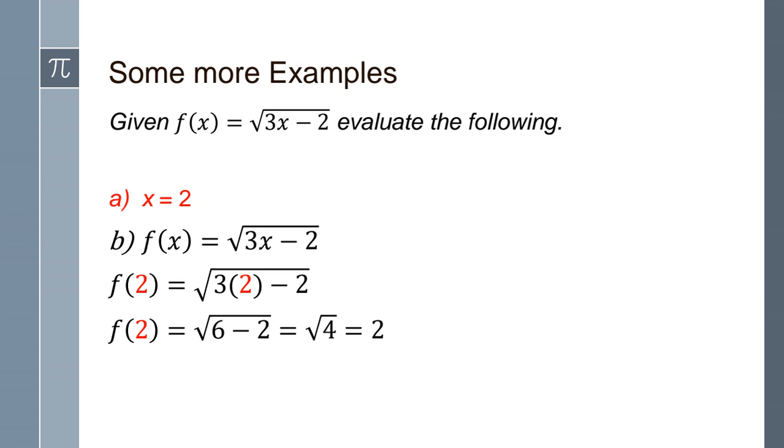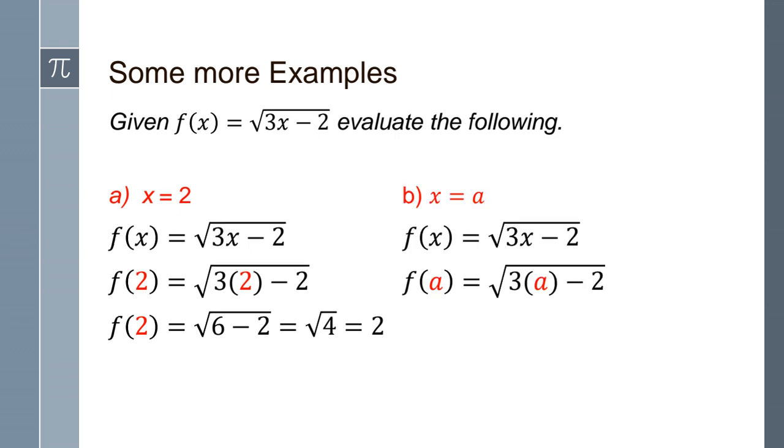So let's do it again. Let's do b. For b, they said x is equal to a. So I'm evaluating the function at a. Everywhere I see x, I'm going to plug in a. So 3 times a is just 3a, and 3a minus 2 is just 3a minus 2. So the answer for this one just stays as is: the square root of 3a minus 2, because again, a is a variable that can be anything. Okay. All right, and then the last one.